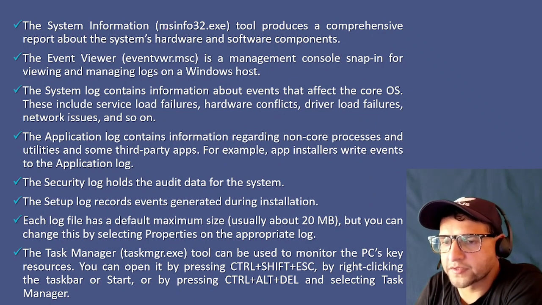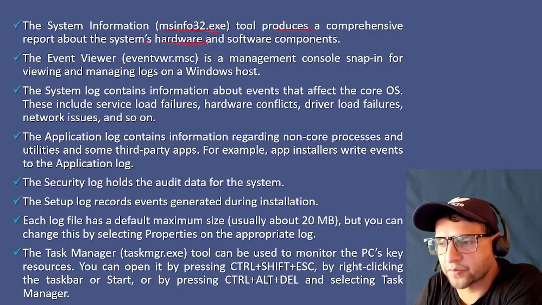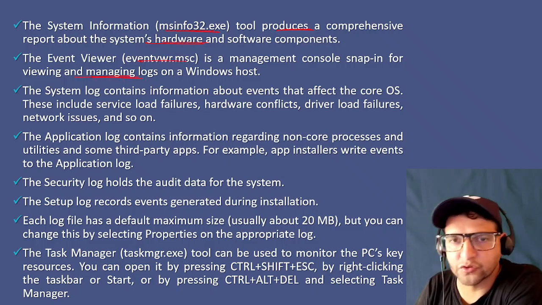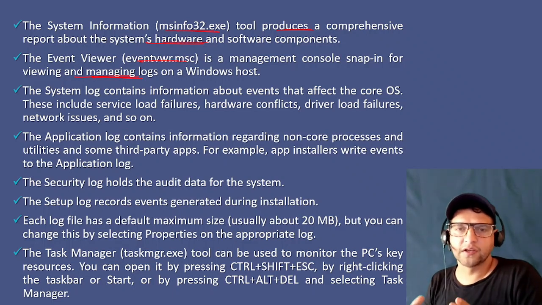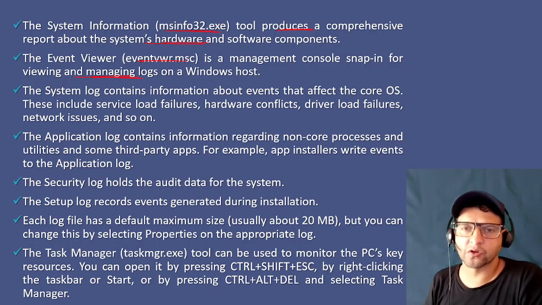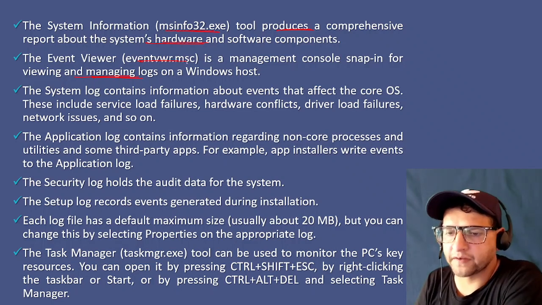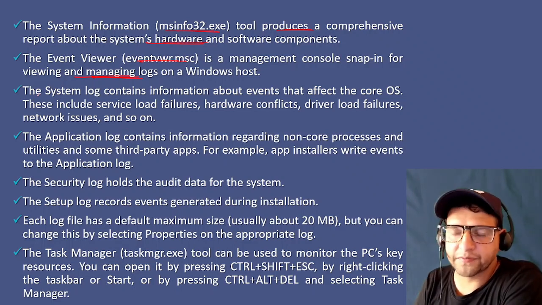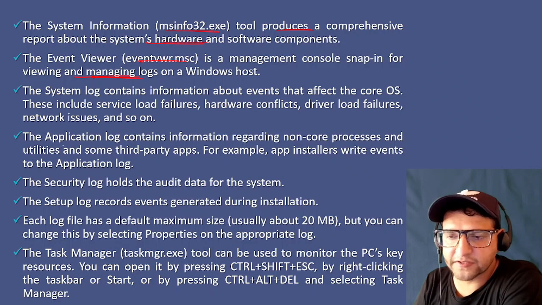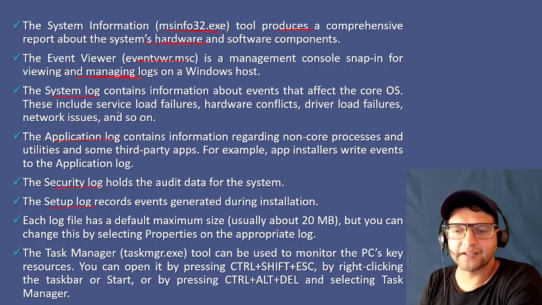So this is another tool, System Information, msinfo32, which is going to give you a comprehensive report about system hardware and software components. Event Viewer is your management console where you can view and manage those logs. They will give you a question or a scenario where you need to identify those logs for Windows. You can go to Event Viewer. What are the different logs? There's a system log, an application log, a security log, and a setup log. Please remember what each log contains.